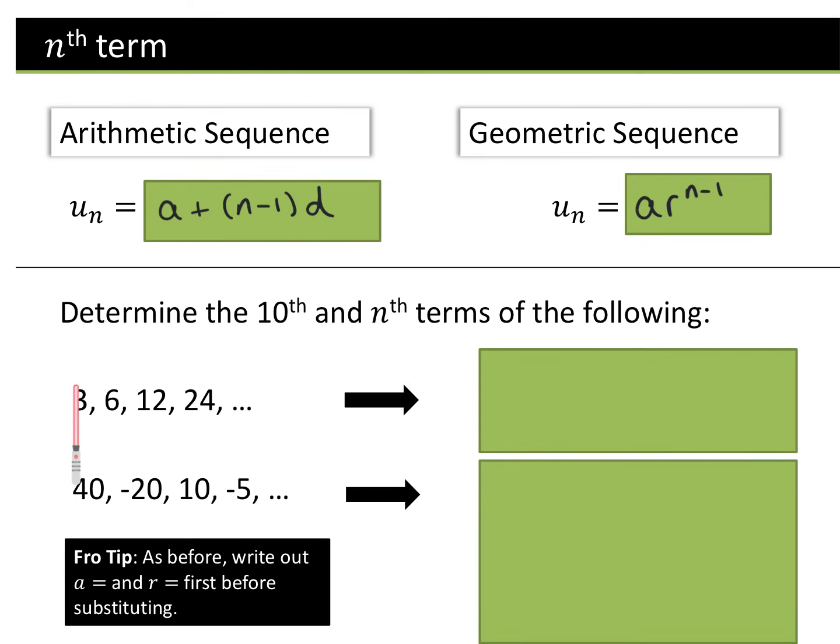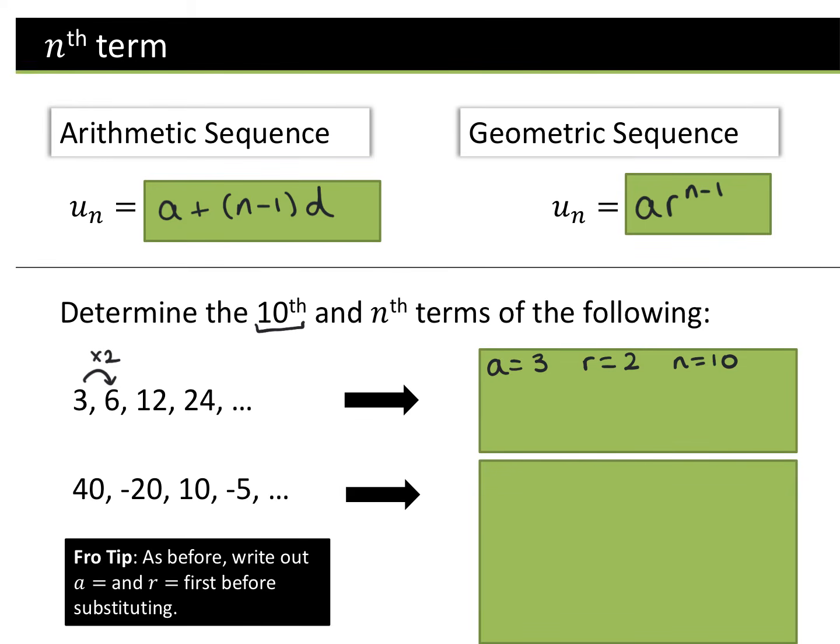How do we get from 3 to 6? We could add 3, couldn't we? Or we could times by 2. So then we look at the next, 6 to 12. It's clear that they've multiplied by 2. This is a geometric series. With geometric, we need the common ratio. So we write down a equals 3. a is always our first term. r equals our common ratio, which is 2. And n equals, we want the 10th term, so n is 10.